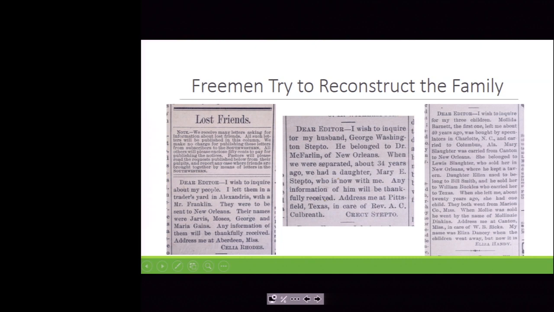So now let's look at the local level. We've looked at the national level, we looked at the state level. Now let's go to grassroots movements. What do the freedmen themselves want out of Reconstruction? They want to reconstruct the family.